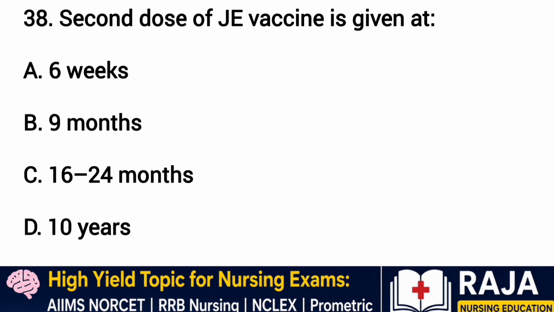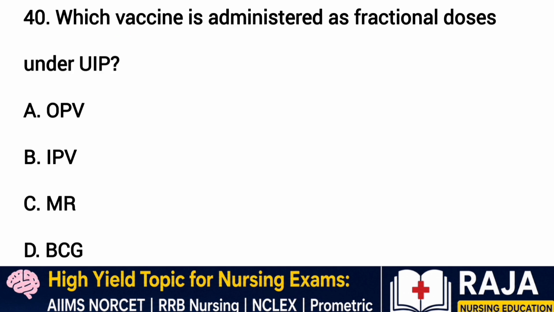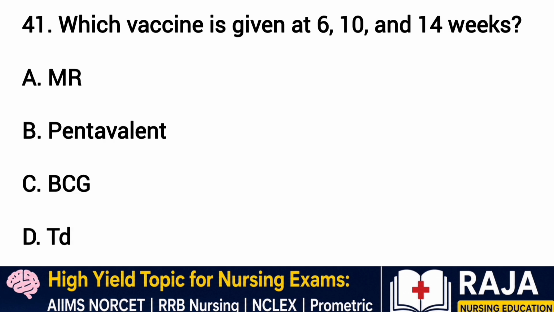Second dose of JE vaccine is given at? The answer is C. 16 to 24 months. Which vaccine protects against pneumococcal disease? The answer is A. PCV vaccine. Which vaccine is administered as fractional doses under UIP? The answer is B. IPV. Which vaccine is given at 6, 10 and 14th week? The answer is B. Pentavalent.